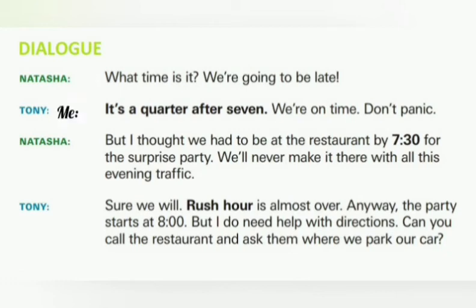It's 7:15. We're on time. Don't panic. Sure we will. Rush hour is almost over. Anyway, the party starts at 8 o'clock. But I do need help with directions. Can you call the restaurant and ask them where we park our car?